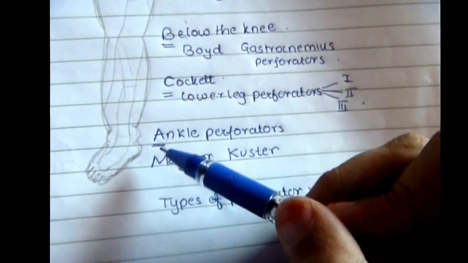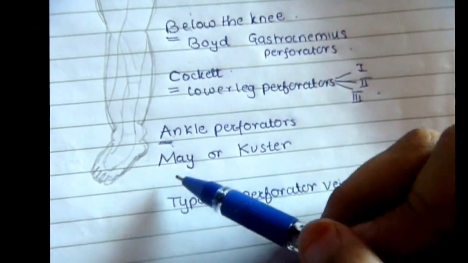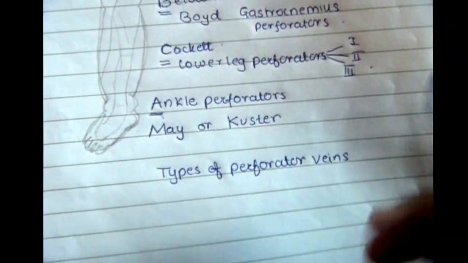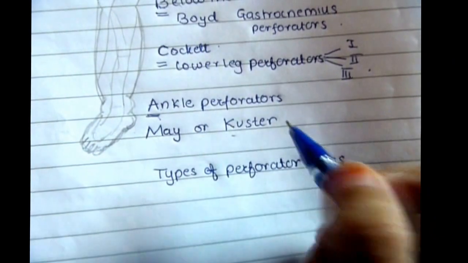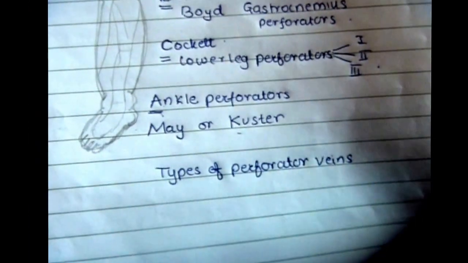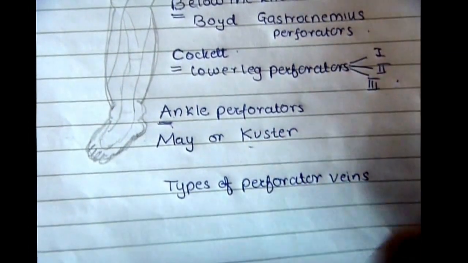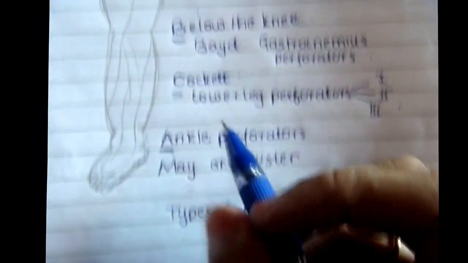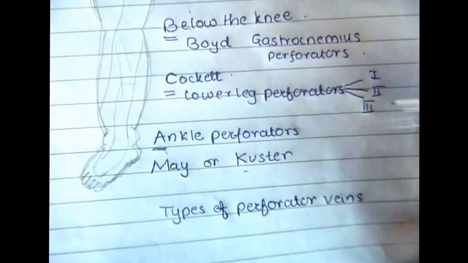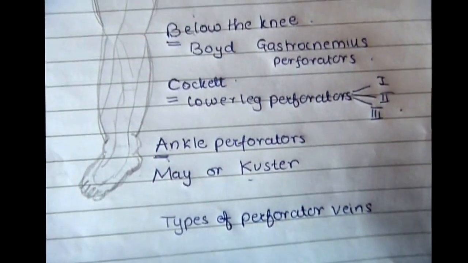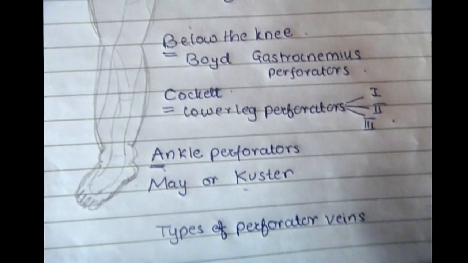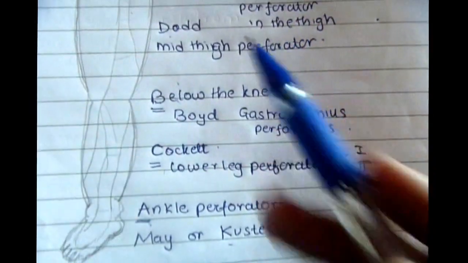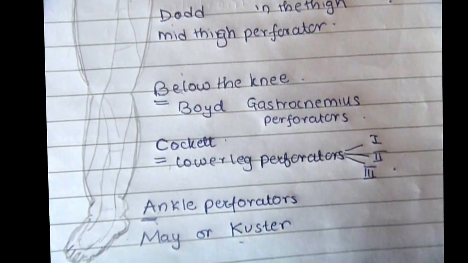Then for ankle, you remember the flipping of A looks like an M for May, and rotated anti-clockwise, it looks like a K for Kuster. So you can remember the month May and I don't know, custard apple or something, but you have to remember Kuster and May. And then we have the below the knee for Boyd, and you can go like, oh boy, I've got a varicose vein, so Boyd. And then Cockett for lower leg perforators, and Dodd for mid-thigh perforators.